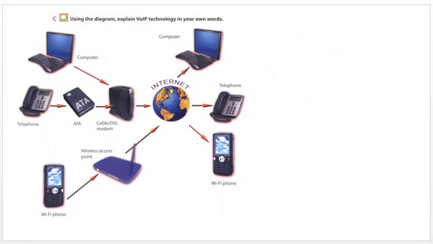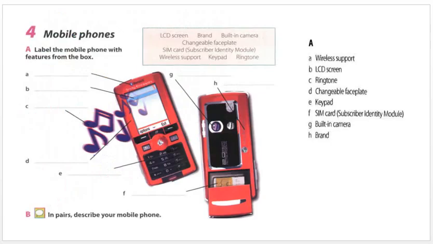And let's go for task number 4, mobile phones. Label the mobile phones with features from the box. Here is the box: LCD screen, brand, built-in camera, changeable faceplate, SIM card, subscriber identity module, wireless support, keypad, ringtone. Here is the answer key: wireless support.